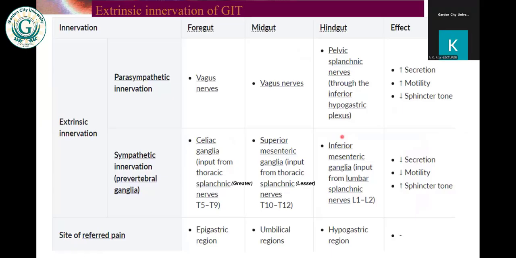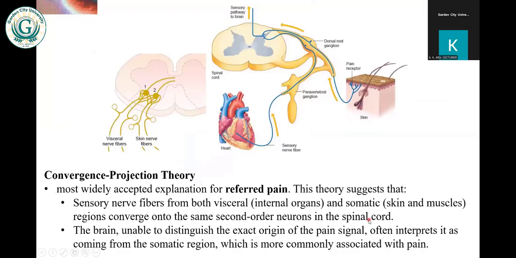Then I'm saying that when you have pain, the pain is not going to travel along the parasympathetic pathway. The pain is going to travel along the sympathetic pathway. So pain from the foregut will be referred to the epigastric region. Pain from the midgut will be referred to the umbilical region. And pain from the hindgut will be referred to the hypogastric region. But remember, the nerves are coming from the T5 to L2 segment of the spinal cord.